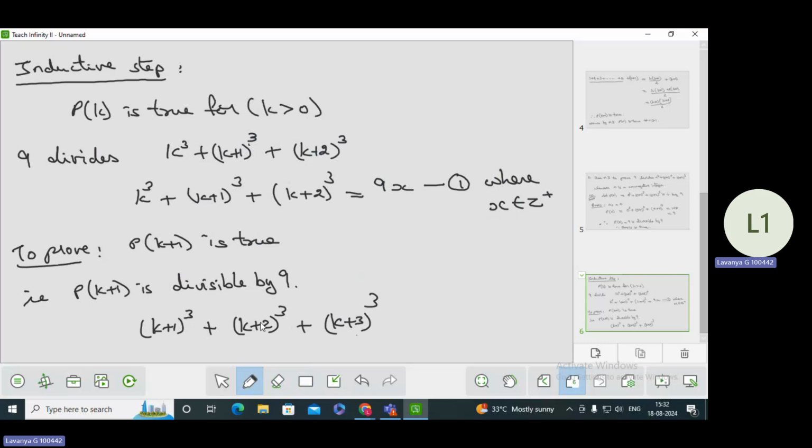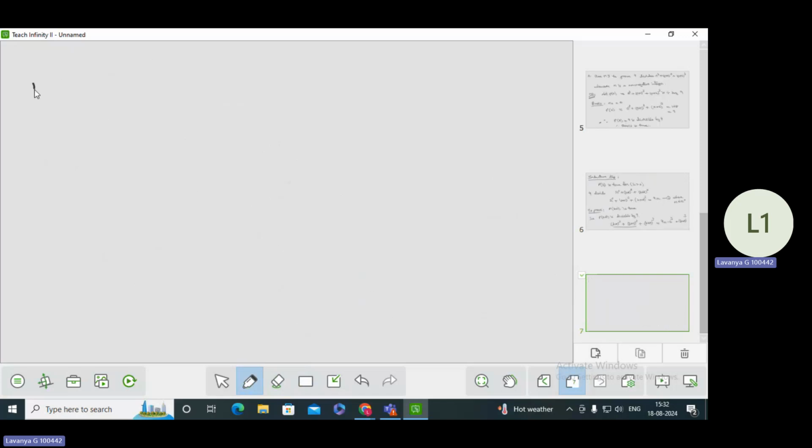Now let us try to expand this. How can I expand this? What I do is I substitute for (k plus 1) whole cube plus (k plus 2) whole cube from this first equation. What is this? This is 9x minus k cube. So this could be written as 9x minus k cube plus (k plus 3) the whole cube. Now start expanding. So my P of k plus 1 is now 9x minus k cube plus I have (k plus 3) the whole cube.